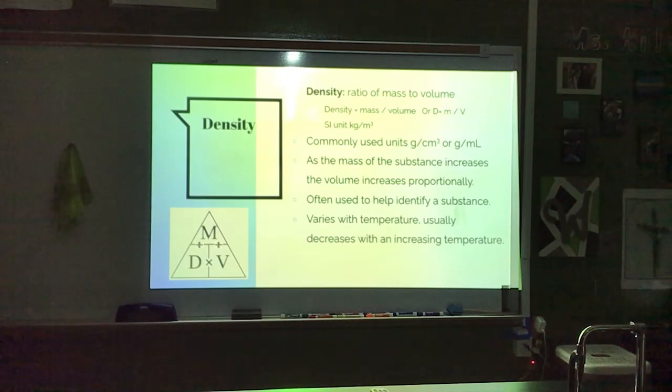As the mass of a substance increases, the volume increases proportionately. So as the mass gets larger, the volume gets larger. Again, volume is just how much space it takes up. They go up together. Density is often used to help identify a substance. We will talk about how we can use it to help us figure out what type of substance we have. It also varies with temperature, usually decreasing with an increase in temperature. Oftentimes things will start to boil, and when they boil, they start losing their mass. So their mass fluctuates, and that's going to dictate that change.